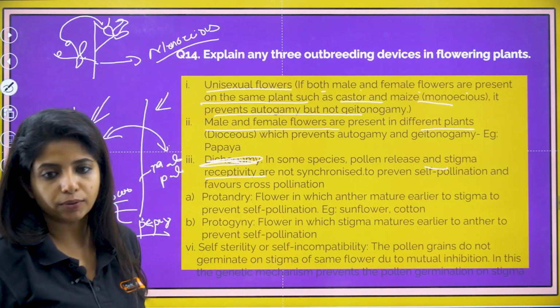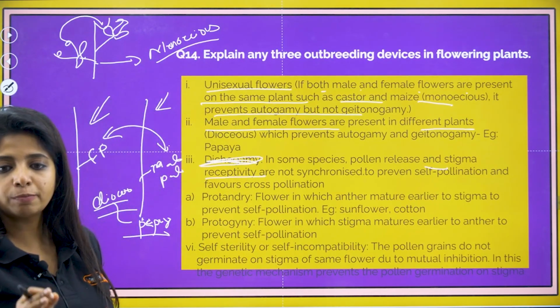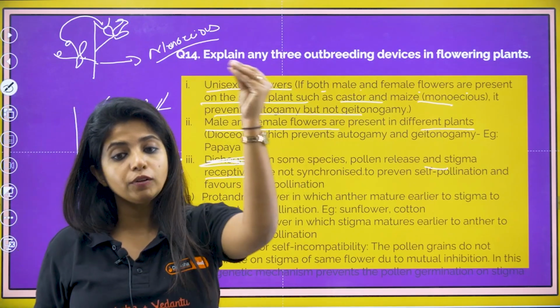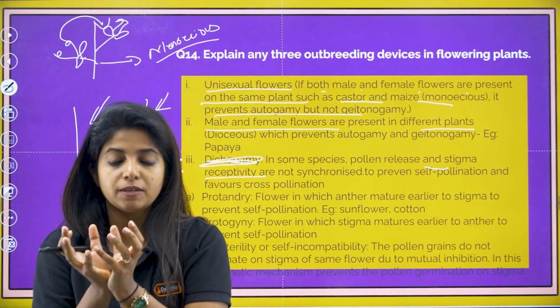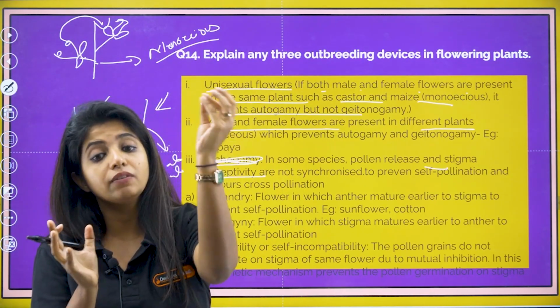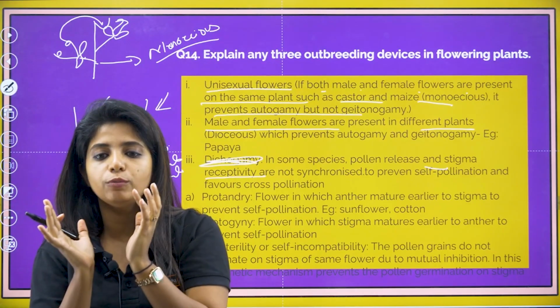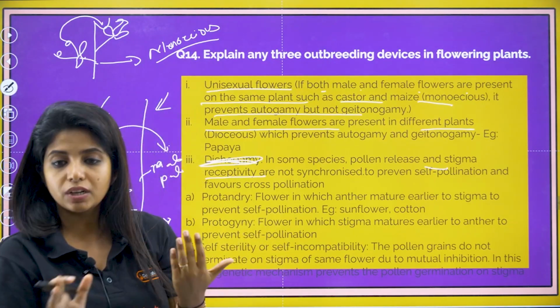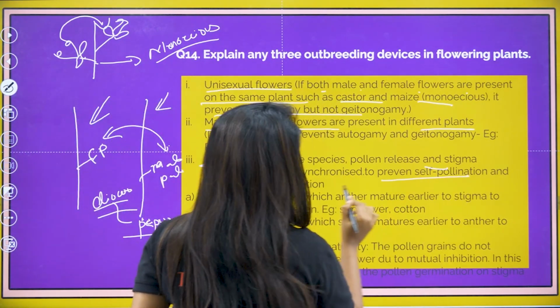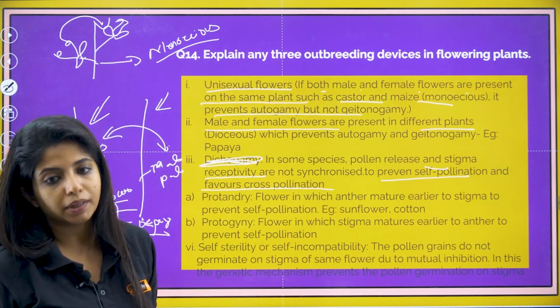You can just directly write, okay. In some plants, pollen release and stigma receptivity are not synchronized. The pollen is going to be released, but the stigma is not going to be receptive. And if the stigma is not receptive, even though the pollen comes and lands, my dear children, it won't be able to germinate. So this is not being synchronized. And this will obviously prevent what? Self-pollination, and favors what? Cross-pollination as well.